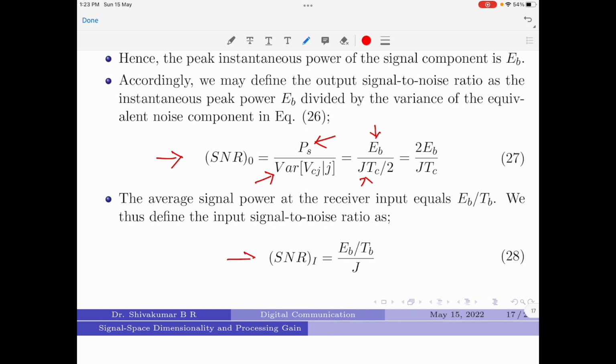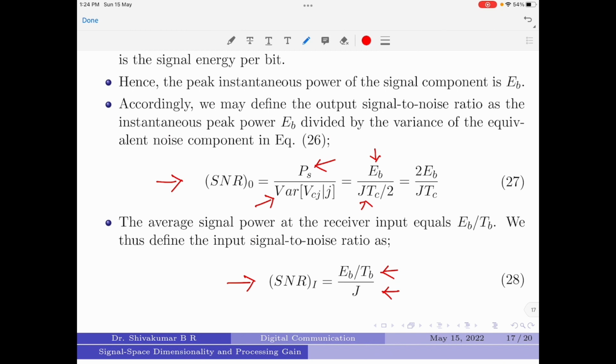This is given here. So, signal to noise ratio at the input of the receiver is equal to signal power divided by the noise power. The signal power at the input of the receiver is given by EB divided by TB, and the average noise power is represented by J, and this is already analyzed in equation 15.